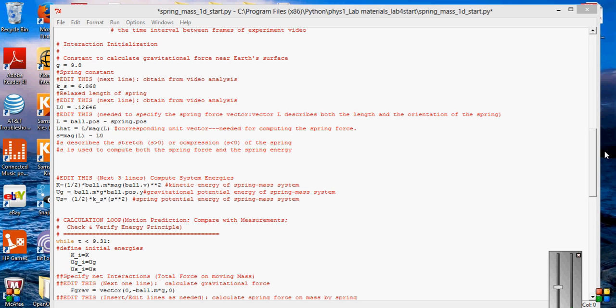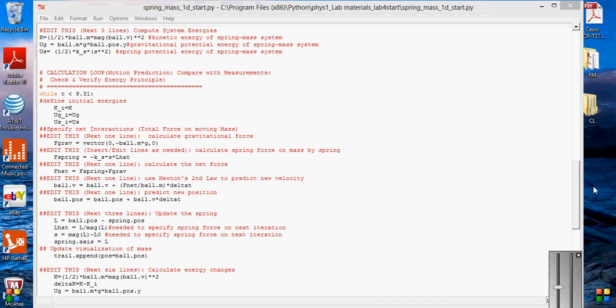So then we specify L, which determines the new length by subtracting the spring from the ball position. L hat, we give it the direction. S simply describes the stretch. S is used to determine if it is a stretch or a compression of the spring at that instance. So we then set the total time of the oscillations and set our initial energies. And we know that the force of gravity is only on the y axis, and we know the force of the spring. We know F net, as we already stated.